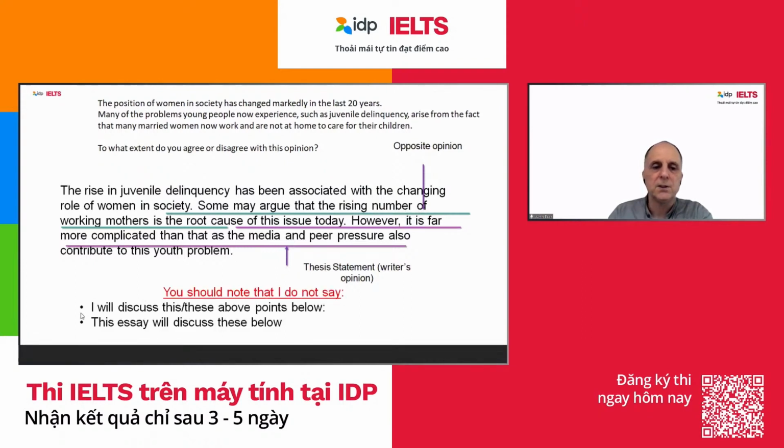You can say here, "I will discuss these below." This essay will discuss these below. It's not necessary to say these. It doesn't really say much. The examiner knows that you will be discussing these below. So it's fine to write this, but it's a few wasted words.